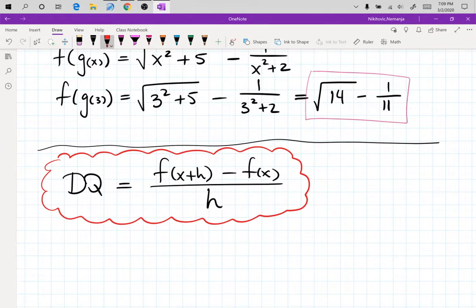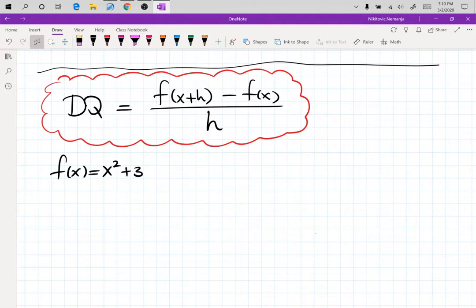So pick one. Do you want square root of x? Do you want 1 over x? Do you want x squared plus 3? So f of x is given as x squared plus 3.